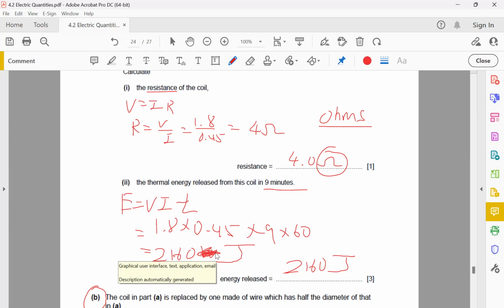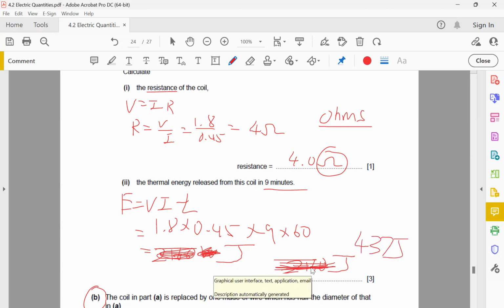Are you sure? Yeah, it's because I trusted the wrong guy. 1.8 times 0.45 times 9 times 60. Yes, you're supposed to get 437 joules instead, not 210. No, you cannot, because you can only write up to 3 significant figures, as I've mentioned 1,000 times. 437, bro.